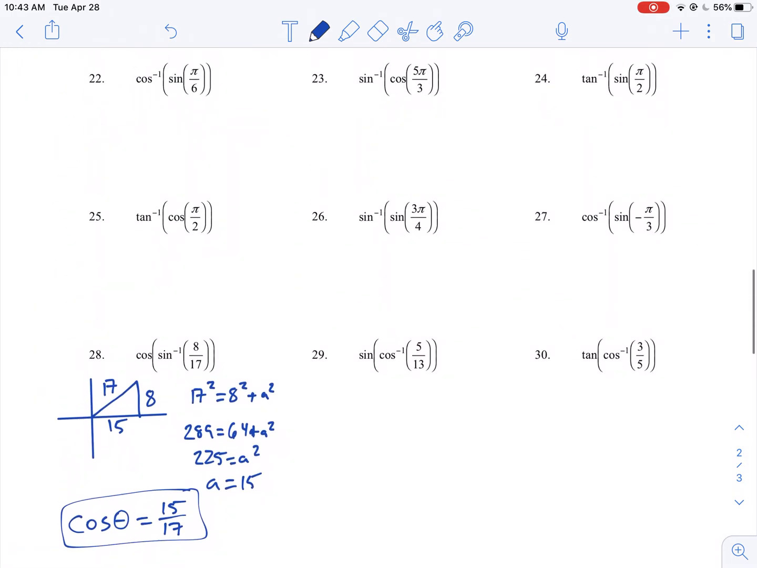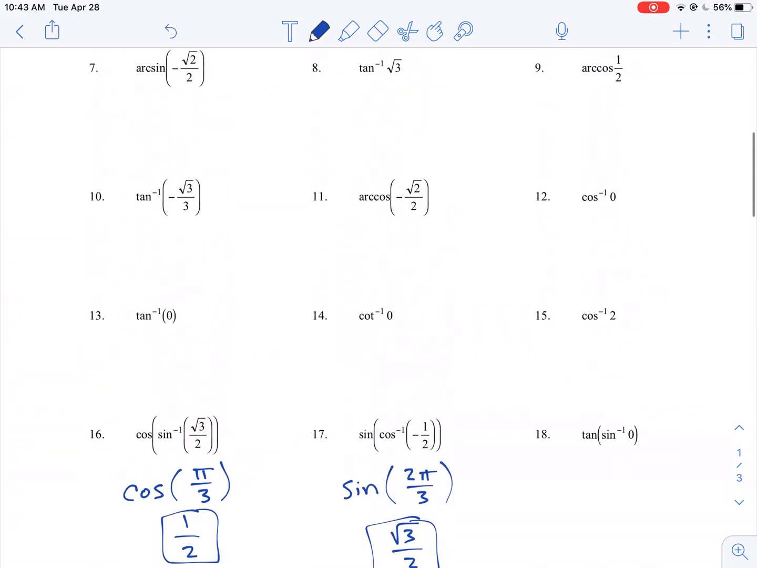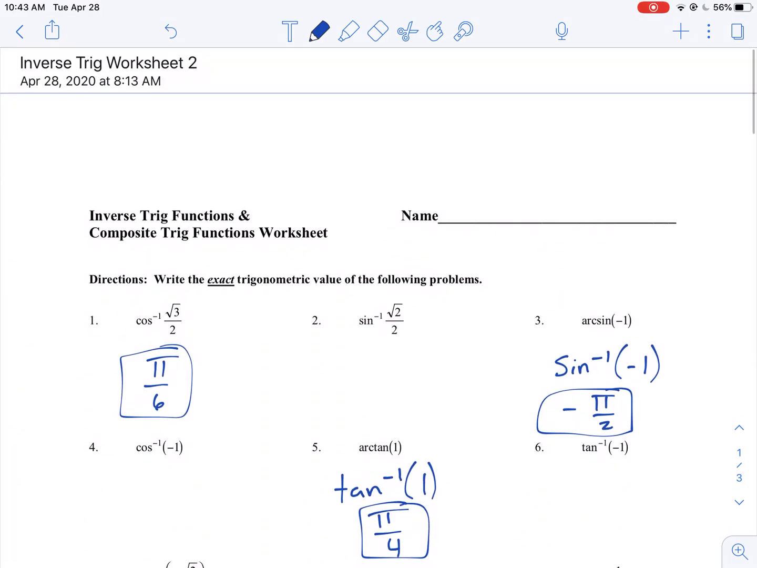This worksheet should be pretty quick for you. It's just reviewing those basic principles, nothing too heavy here. If you have any questions, please reach out sooner rather than later.